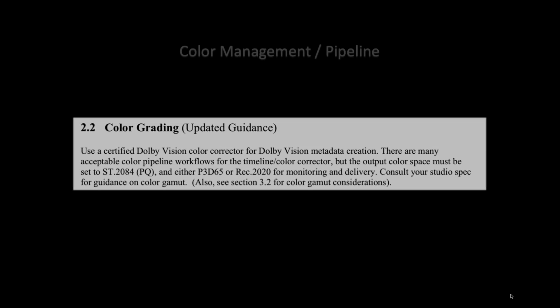And we've now updated the guidance that there are many acceptable color pipeline workflows for the timeline in color corrector, but you have to specifically set the output color space to 2084 PQ and either P3, D65, or Rec 2020 for monitoring and delivery. And how do you find out if it's P3 or Rec 2020? You have to consult your studio spec for guidance on that. So that's our first topic, and I'm going to let AB take it away. So AB, have at it.